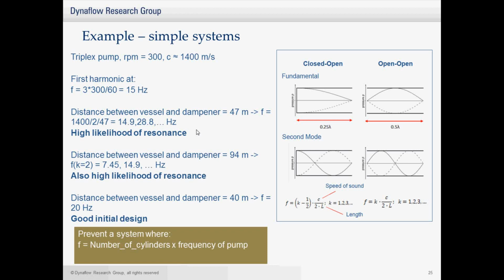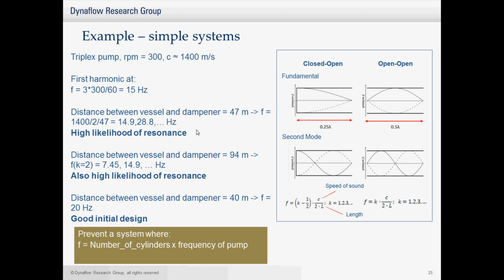So what if we double the distance between the vessel and the dampener? Again, it still acts like an open system, but now of 94 meters. If we calculate all our natural frequencies for the system, the lowest, the fundamental, we get at 7.45 Hz. Then we get our second mode at 14.9 Hz, and so on. And again, 14.9 Hz is very close to the 15 Hz. So again, you have a high likelihood of resonance to occur in your system.